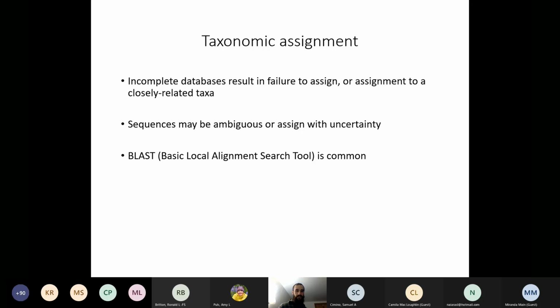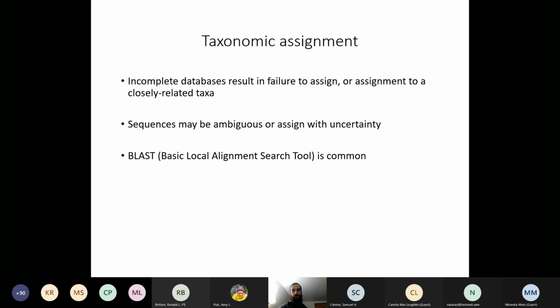But a real challenge for this is if you have an incomplete database. With an incomplete database, you can fail to assign that read that you have to a species, or you may end up assigning that read or that sequence to a closely related taxon, not the one that it actually came from. So for example, maybe you have a read that is from cutthroat trout, but you don't have cutthroat trout in your database. You might say, well, actually, there's nothing that I can find in my database that matches this sequence. I don't know what it is. So that's a way in which your database incompleteness can cause a problem.